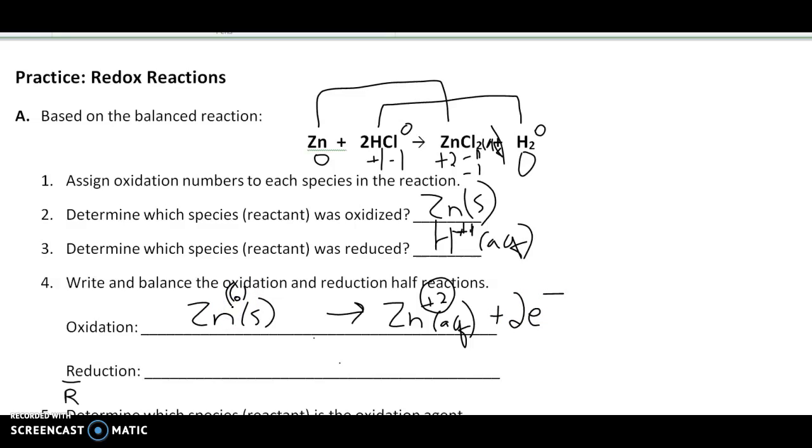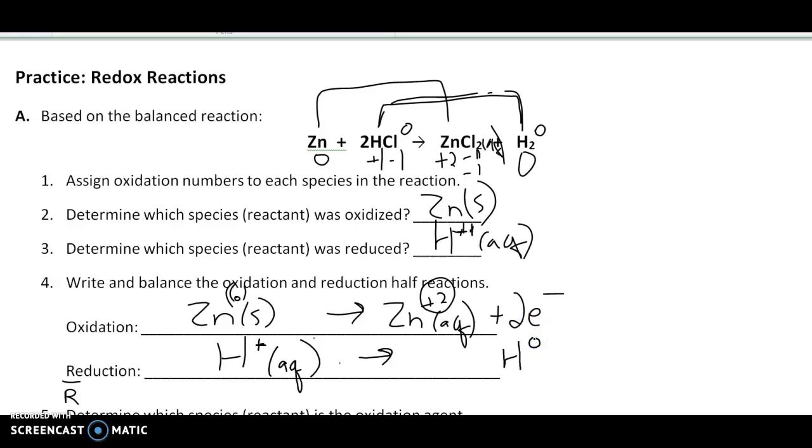Okay, so now we're looking at the reduction side of the reaction. We know that hydrogen is the thing being reduced because it's going from +1 to 0. So it is going down in oxidation number. So we start off with, on the reactant side, H +1 because it is bonded to something else. It's an ion. And that's on the reactants. On the product side, we have hydrogen that is neutral.